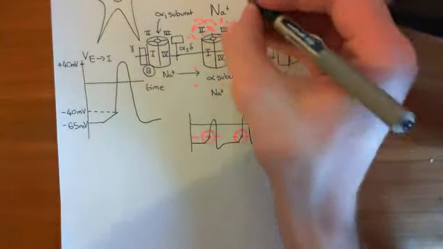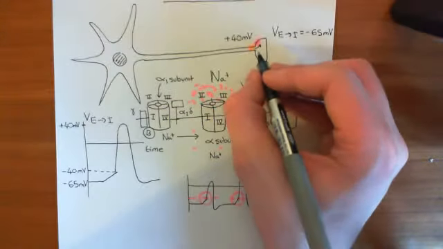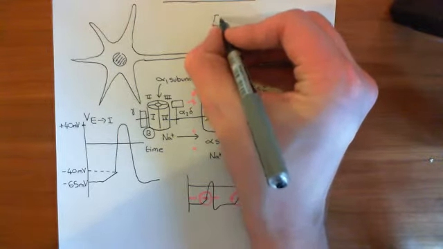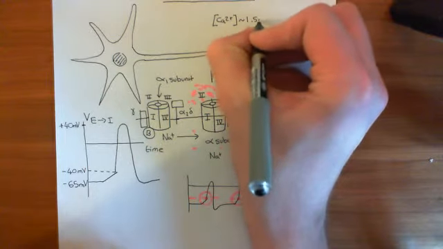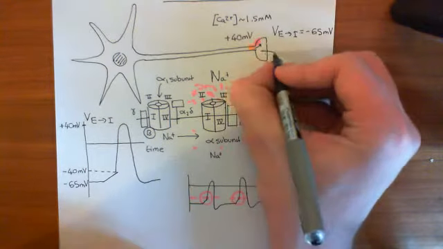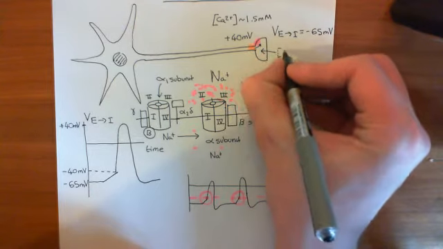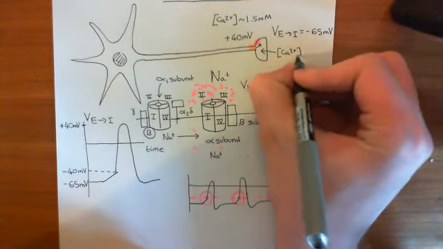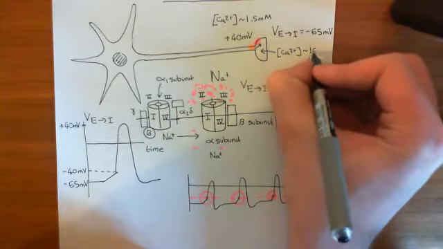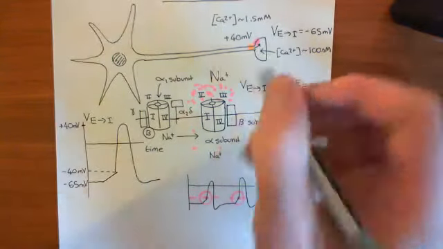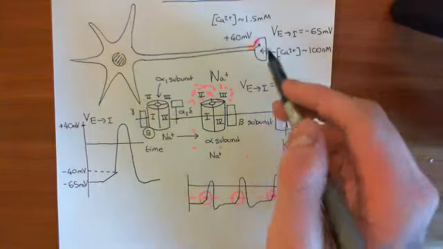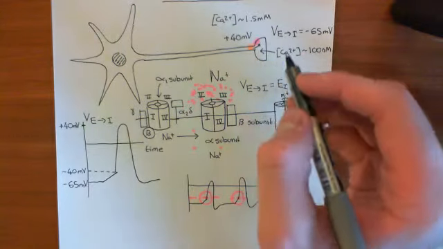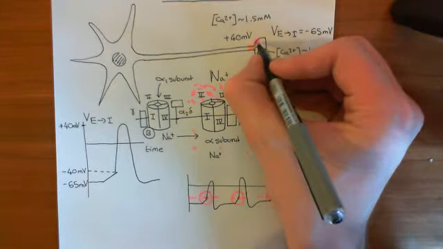Now, calcium concentration is much higher extracellularly than it is intracellularly. Calcium concentration extracellularly is generally around 1.5 millimolar, whereas calcium concentration intracellularly is generally around 100 nanomolar. So when you open the voltage-gated calcium channels, the concentration gradient favors the movement of calcium into the cytoplasm of the axon terminal. So you're going to get calcium moving in.